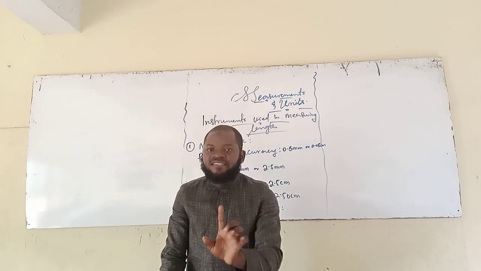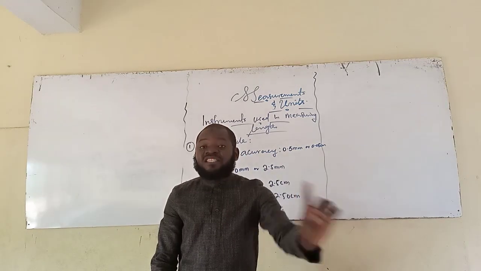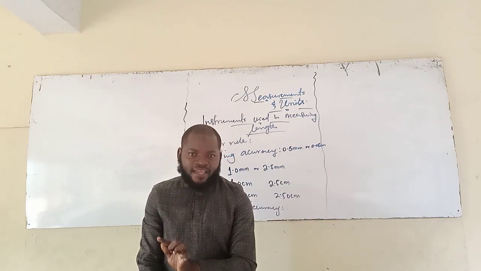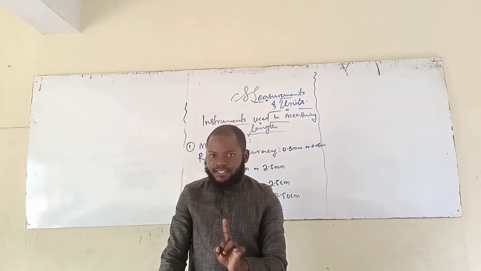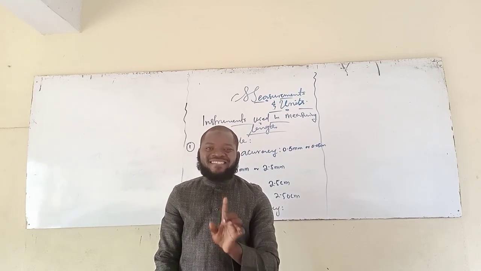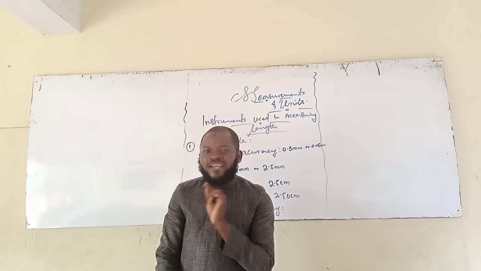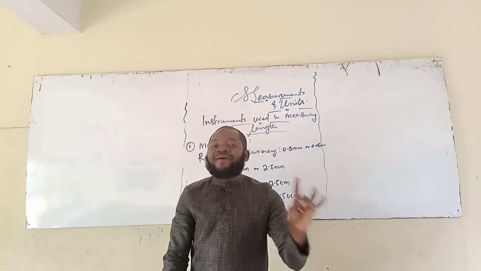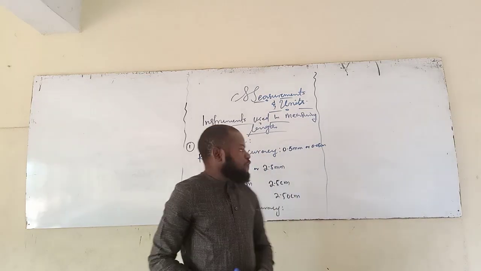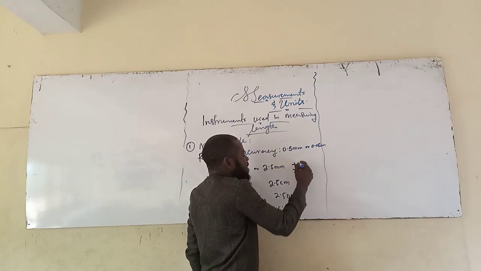The perspective error is that the way I view things, I draw my own conclusion, and the way you view things, you draw your own conclusion, of which that particular thing we are measuring has its actual measurement. And that's what we look at in mathematics, percentage error. Are you getting that now? So for measuring devices, there is also what we call percentage error, and that is what we call measuring accuracy.